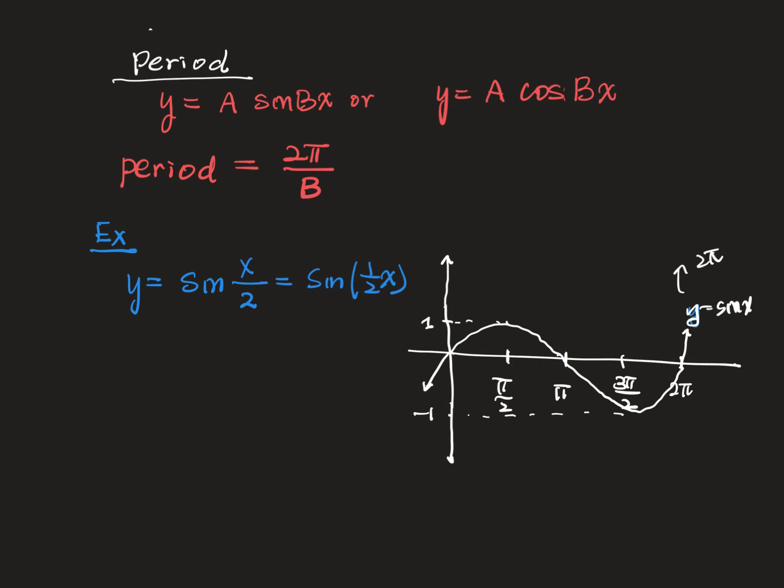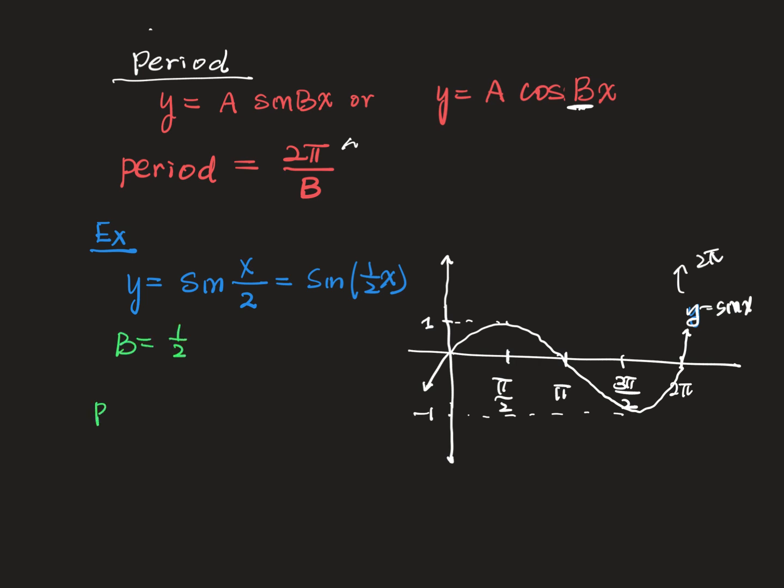So how are we going to find the period of any sine or cosine function? Look at this value, the b value. That's going to define the period. The period is 2 pi divided by b. For example, y equals sine of x over 2. I rewrite it as sine of 1 and a half x. You notice b is 1 and a half.